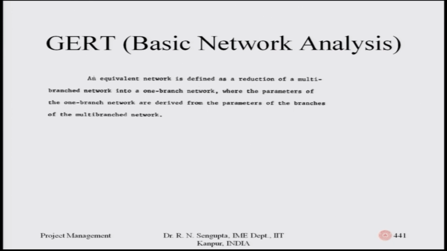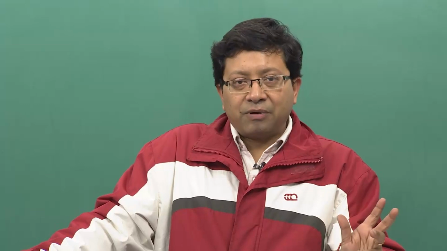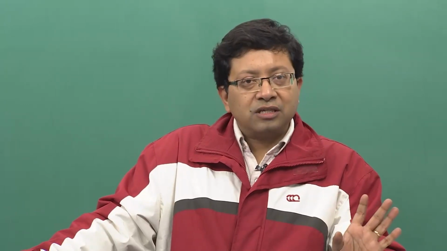An equivalent network, so basically considering our discussion, we will now go into some detailed definitions. An equivalent network is defined as a reduction of a multi-branch network into a one branch network, where the parameters of the one branch network are derived from the parameters of the branches of the multi-branch network. So, what we are doing is that we are trying to replace the multi-branch network, with whatever complications it has, with a single fixed branch.